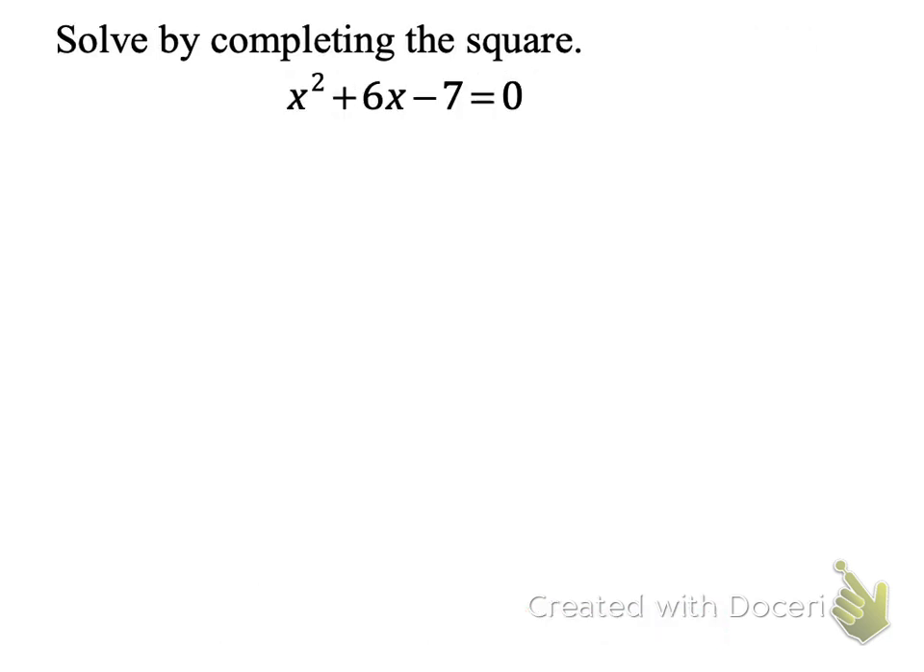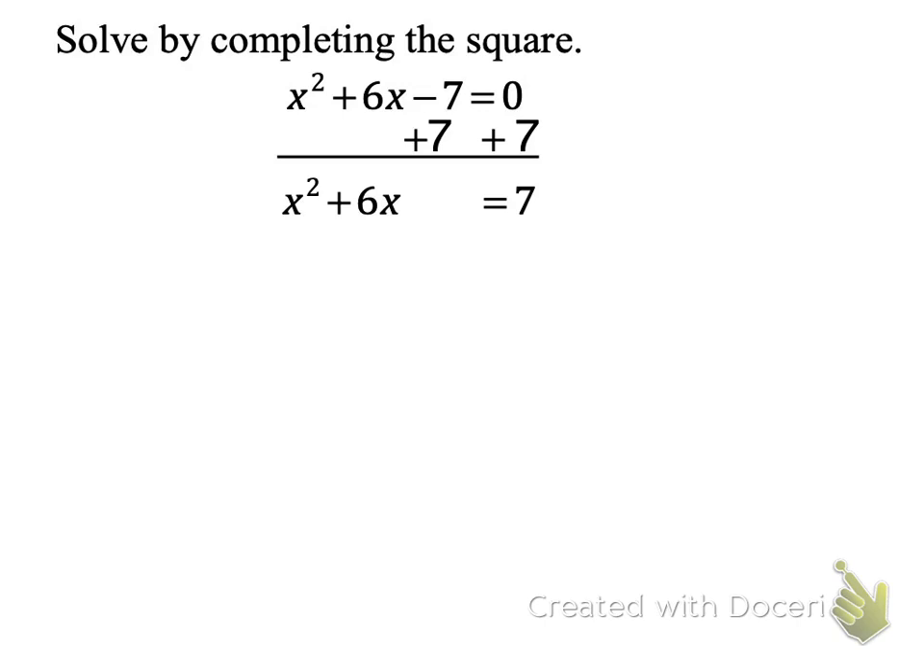Okay, so completing the square. The first thing we're going to do is turn this into a perfect square trinomial. To do that, remember, what is the value of A in this equation? 1. What is the value of B? 6. And the value of C? Okay, we're going to move our C. I'm going to add 7 to both sides.